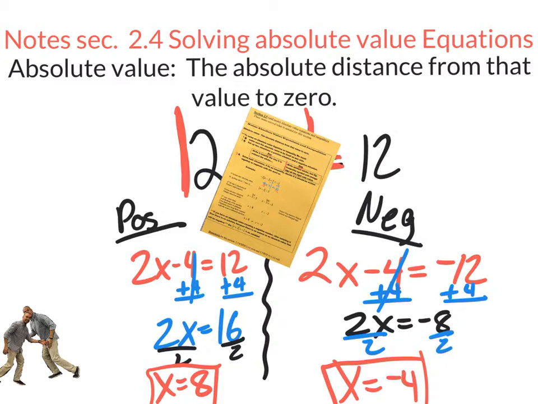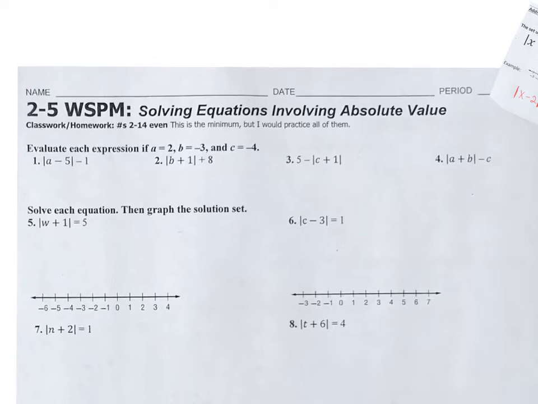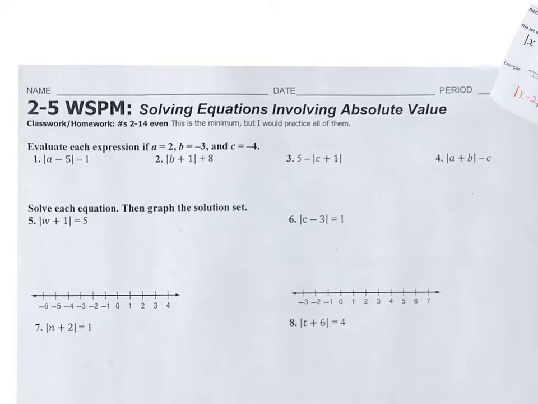On today's section, all we're doing is skipping step 1 because it's already isolated for us, and we're doing step 2, which is setting up our two situations. Let's check out today's actual assignment. Okay guys, so here's our worksheet, and if you look at this first part of the worksheet, it's not even equations. You're not solving. All you're doing is plugging in and simplifying.